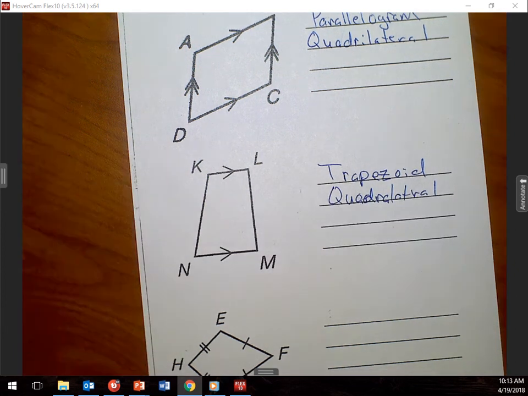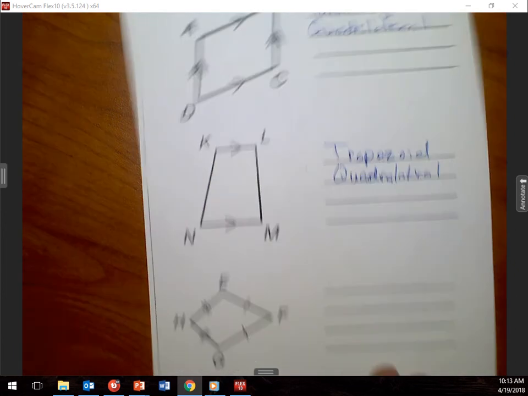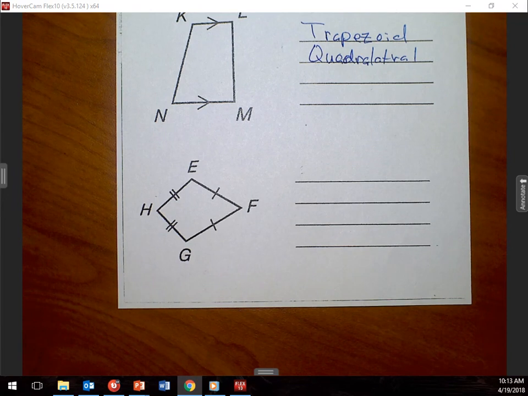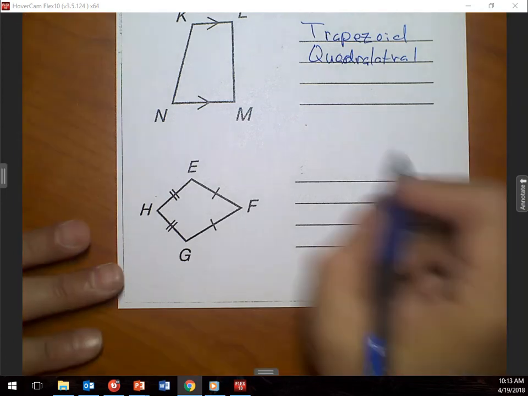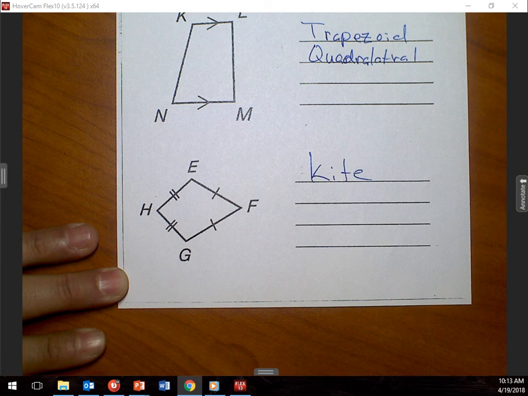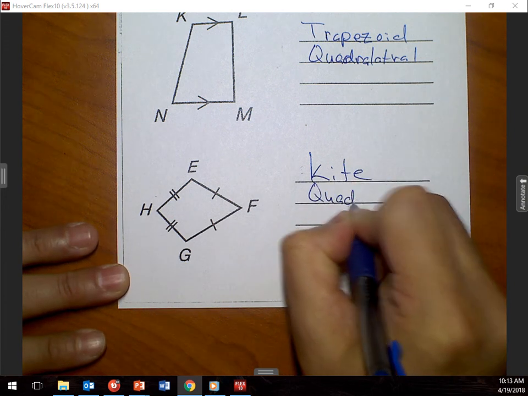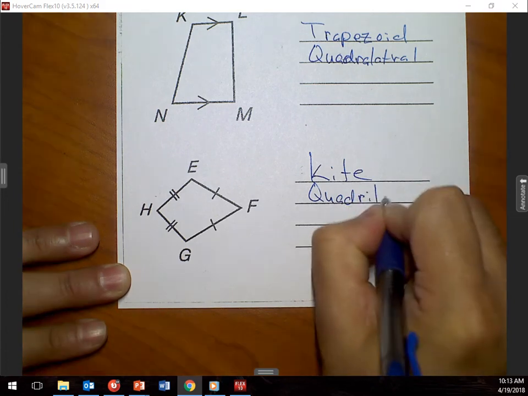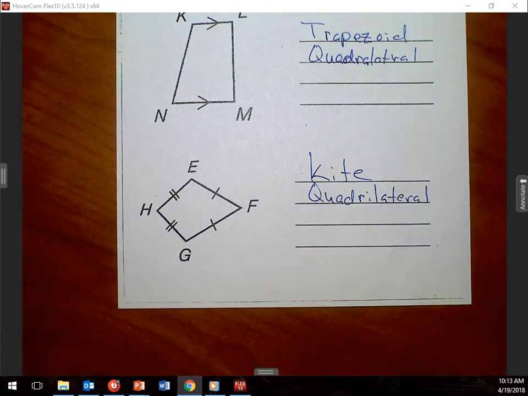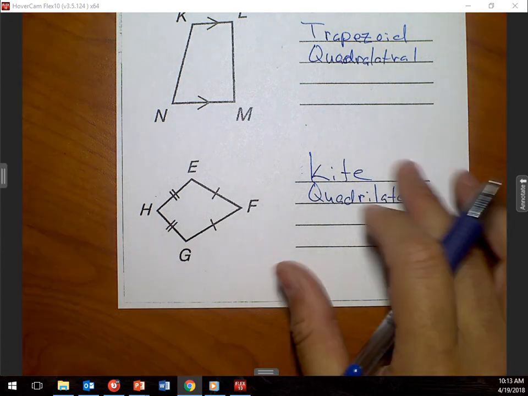All right. Last one down at the bottom. Kite. Okay. Is it only a kite? Can it be a right kite? No. Why is it not a right kite? No right angles in the corners, right? So this one's just going to be a kite. And what else? Quadrilateral. There we go. Pretty straightforward, right? So, hopefully, it is easy.